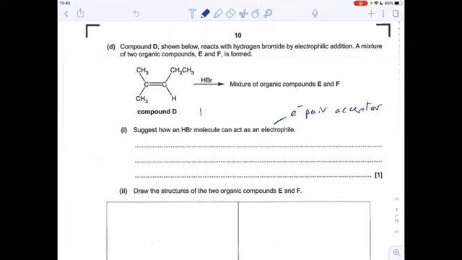So if you think about an HBr molecule, it's got a dipole across it, slightly positive on the hydrogen, slightly negative on the bromine due to the electronegativity difference. So this slightly positive hydrogen can accept a pair of electrons, and they obviously come from that pi bond in the double bond.